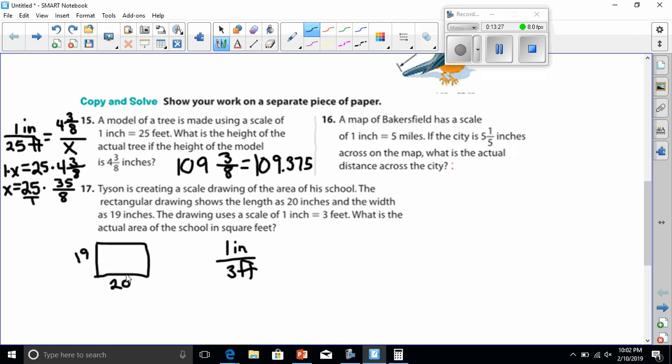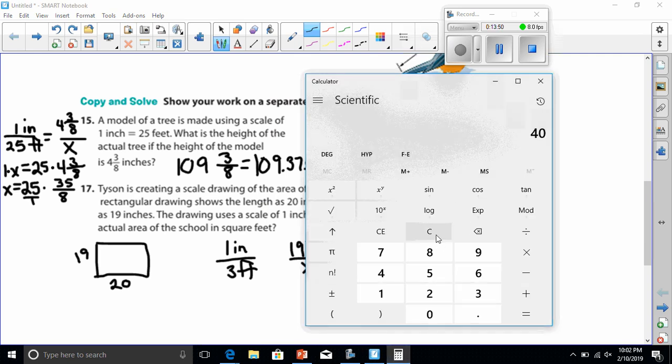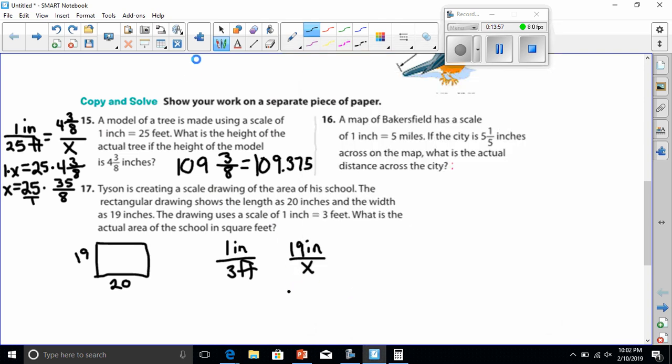Well, I guess in actuality, if 1 inch equals 3 feet, first of all, if I had 19 inches, how many feet would that be? Well, that would be 3 times 19, right? Let's start with there. 3 times 19 is going to equal 57. So that's 57 feet.